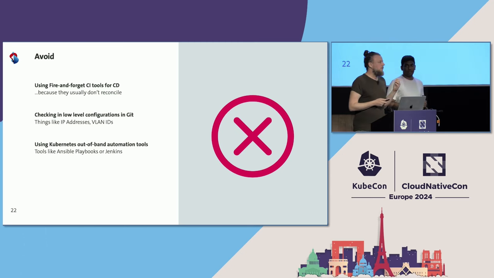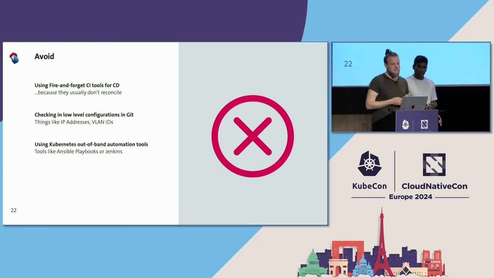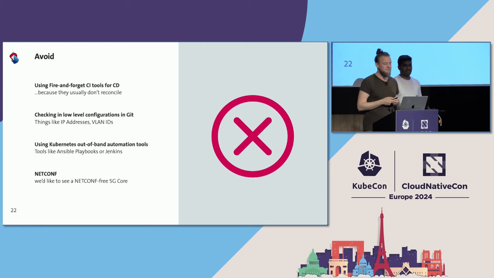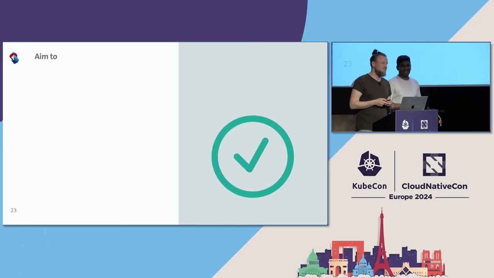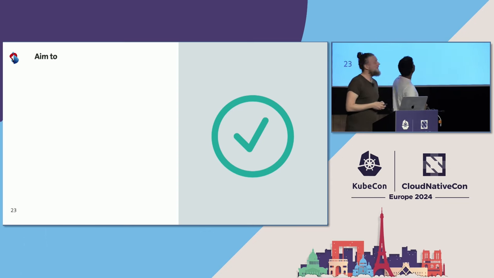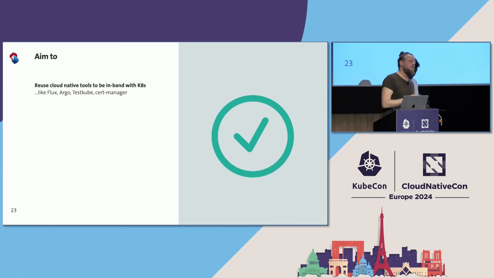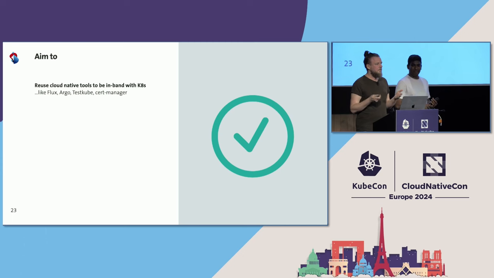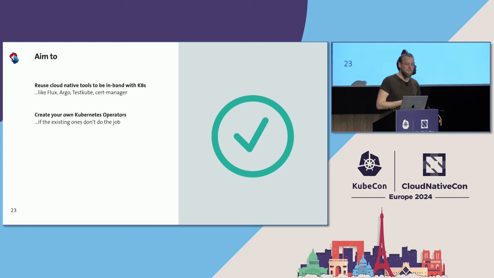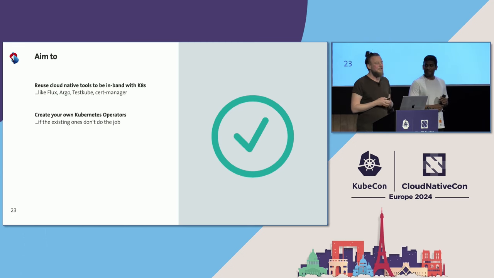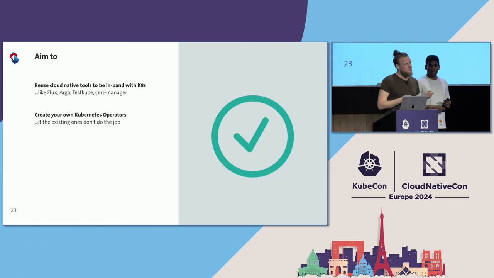We learned that tools that are out of band with Kubernetes, especially when it comes to automation, they really complicate the whole process and the whole ecosystem. And we would like to see a NetConf-free 5G core. Which will never happen now. So what we instead aim to is to reuse cloud-native tools, so all the tools on the CNCF landscape. We can use them. They're there. They're usually cloud-native, as in they adhere to GitOps practice and to the cloud-native principles. If you don't find a tool that does the job, reuse. If you cannot reuse, then create your own Kubernetes operator and share it, obviously.